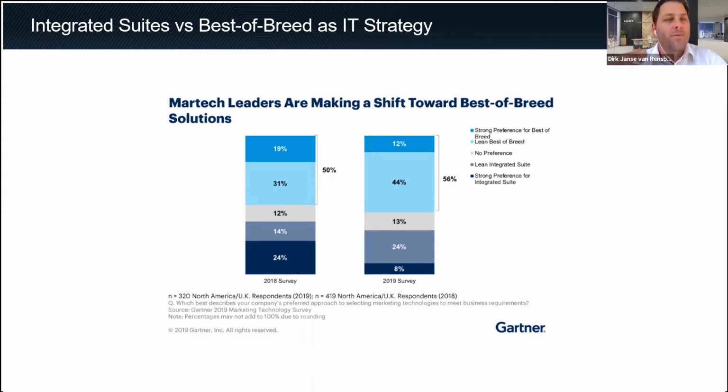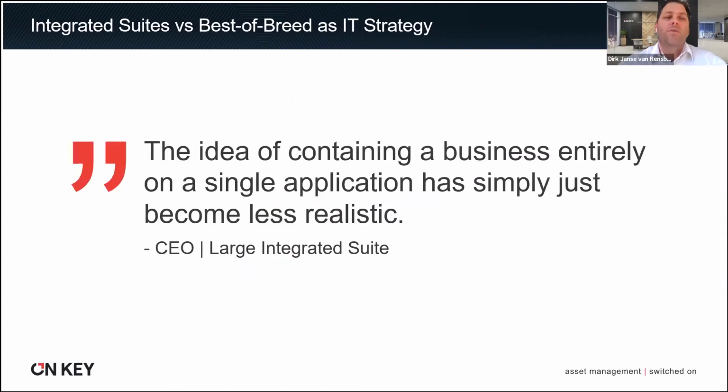And obviously at the back of this, there's a big integration need. If we were to move towards the best of breed solution, the need for lots of system to system integrations becomes greater versus the option of going for the integrated suite. The integrated nature of the product, the theory is that less integrations is required for that. But what I found to be very interesting is that the CEO of one of these large integrated suite companies or vendors made the following statement: the idea of containing a business entirely on a single application has simply just become less realistic.